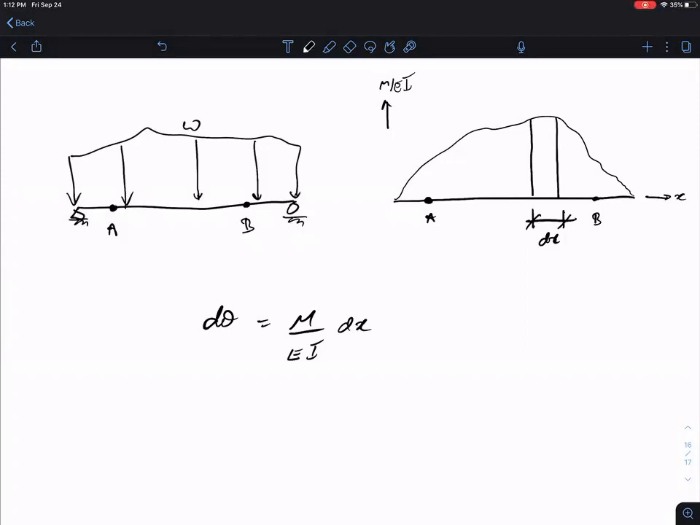So looking at the M over EI diagram and the equation for the change in slope, we see that the change in slope on either side of dx is equal to the area under the M over EI diagram. All right, so basically what we're saying is this area is the change in slope. We'll call that d theta.